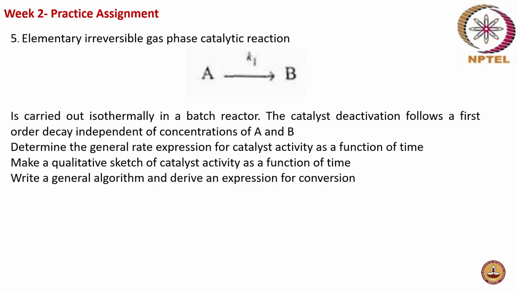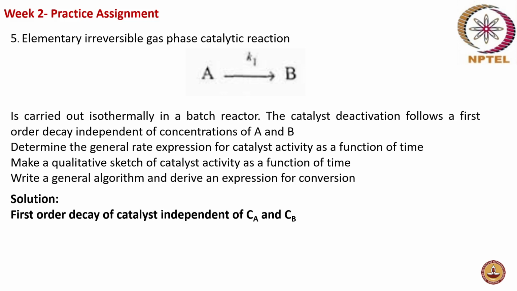Okay. To derive the rate expression for catalyst activity, you have been given the information that the catalyst deactivation follows a first order decay, which is also independent of concentrations of A and B. That means the catalyst decay is independent of the concentration of A and B. So CA and CB are not going to affect your catalyst activity decay. And they have given it as a first order decay.